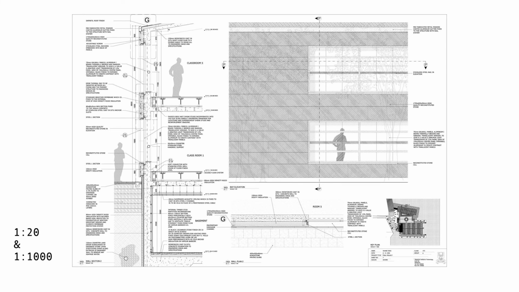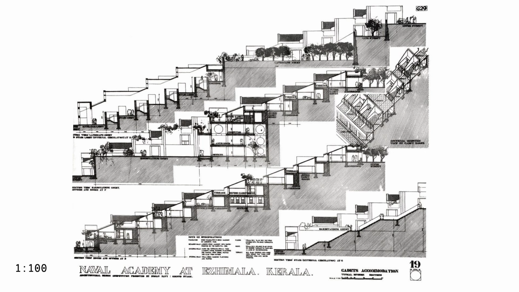On the bottom right of the building, there is a 1:1000 drawing. So that 1:1000 is a key plan. It's really small. It shows the entire building. And the key plan is there just to show where in this building this facade is located. We've seen this before. This is 1:100. This is also 1:100. So different scales reveal different things about the building.